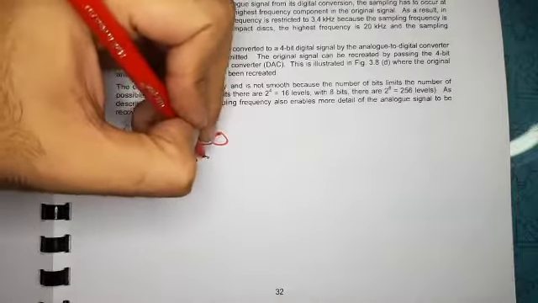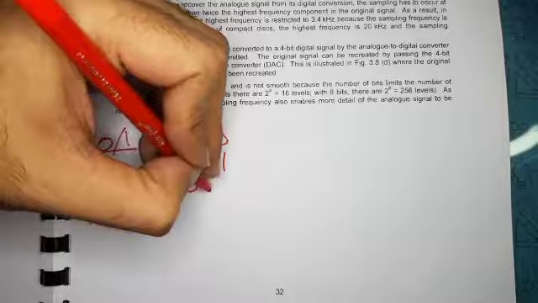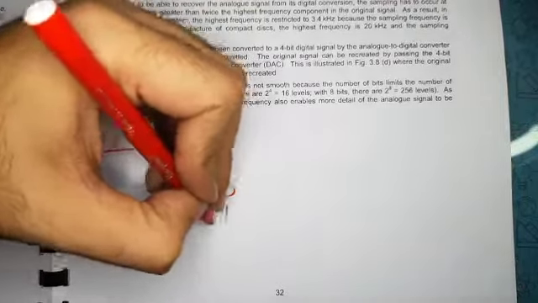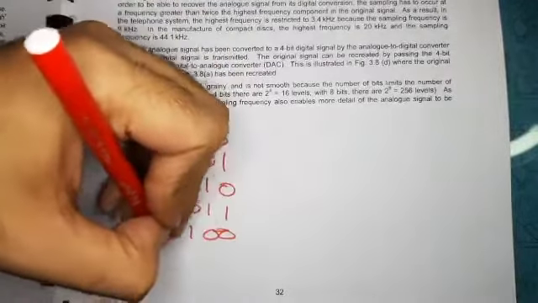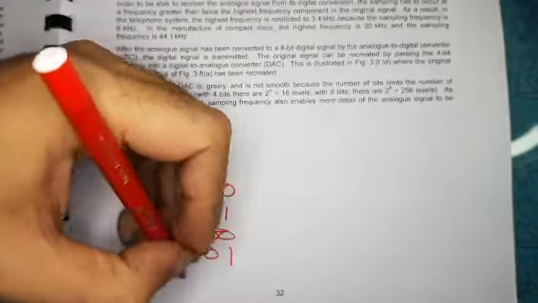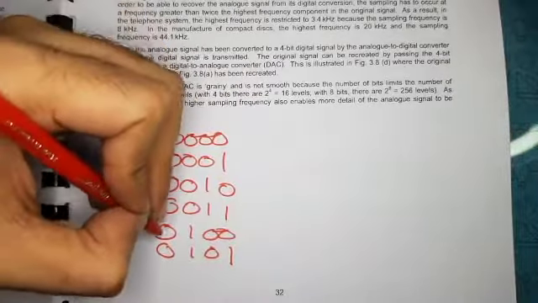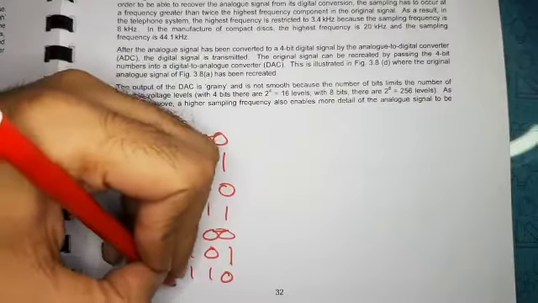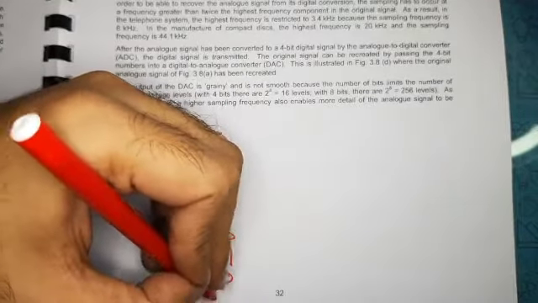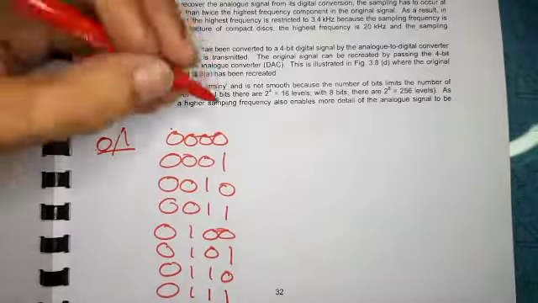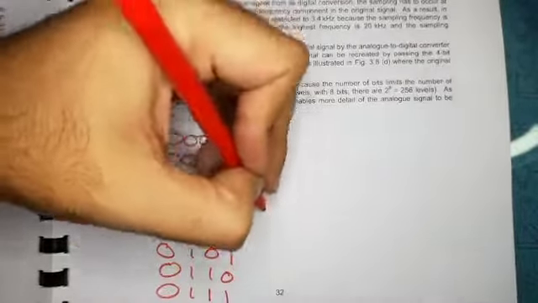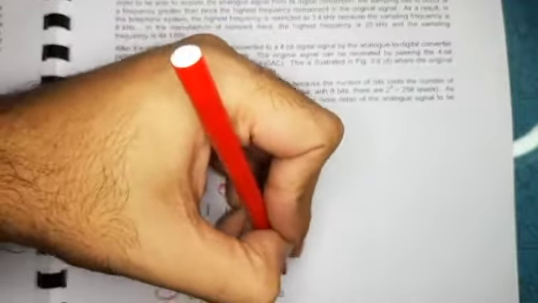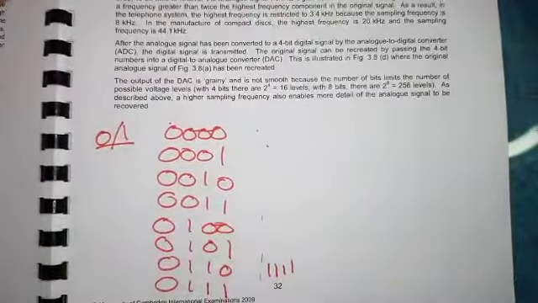This is 0000. The next one will be 0001. Then 0010, 0011, then 0100, 0101, 0110, and then 0111. You can go along doing this until you reach 1111. So you'd end up getting 16 values.